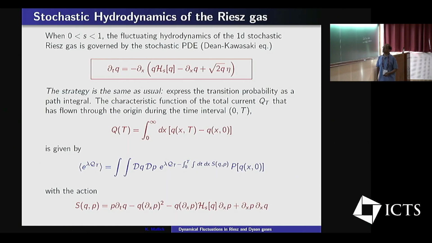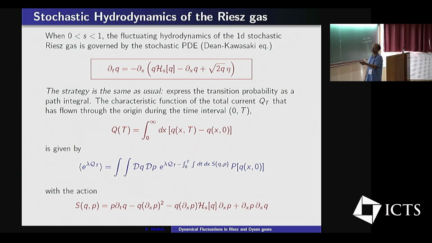So all in all, if I rewrite my continuity equation, I get a nonlinear stochastic PDE, and this is exactly in the spirit of the Dean-Kawasaki equation. Once we have this kind of Dean-Kawasaki equation, the usual procedure to compute things is to write a path integral, because we have a noise. I'm interested in the statistics of the total current which has flown through the system, through, let's say, the origin of the system between time 0 and capital T.